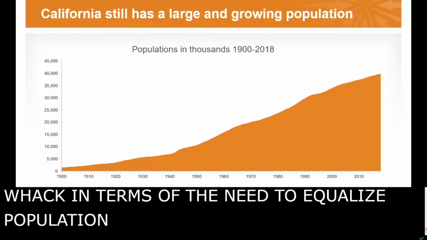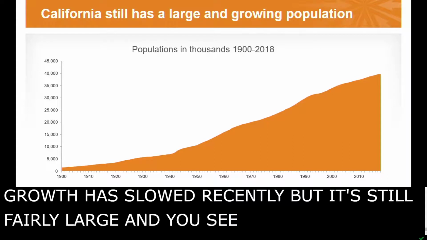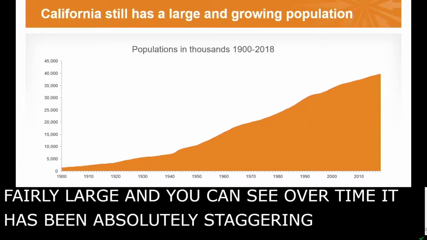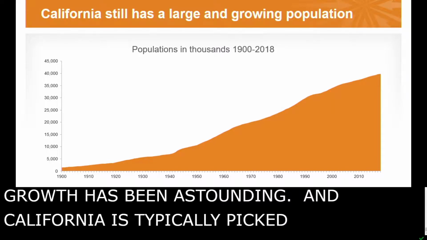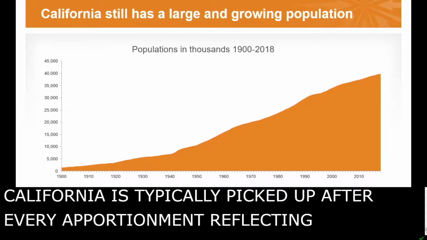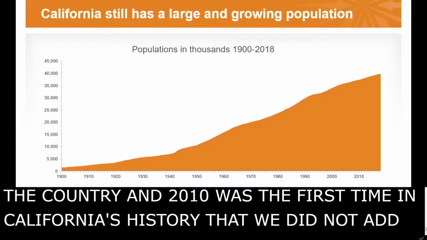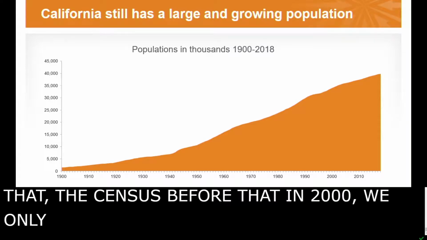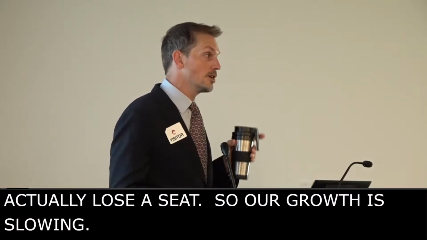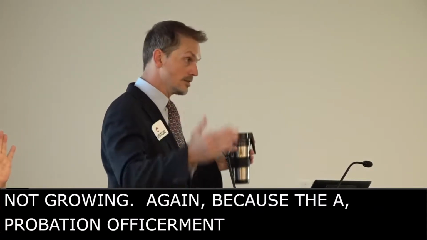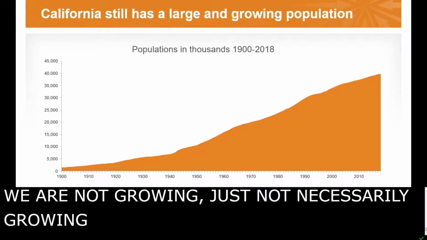California's population growth has slowed a little recently, but it's still fairly large. You can see that over time, it's been absolutely staggering, especially since World War II, roughly. The growth has just been astounding. And California has typically picked up seats after every apportionment, reflecting the fact that it's growing faster than the rest of the country. Now, I will say 2010 was the first time in California's history that we did not add congressional districts. In the census before that, in 2000, we only added one district. And there is a possibility this time around that we will actually lose a seat. So our growth is slowing. It does not mean that we are not growing, because the apportionment formula is a relative thing. We are growing, we're just not necessarily growing as fast as other states, given how many districts we already have. If that makes sense.